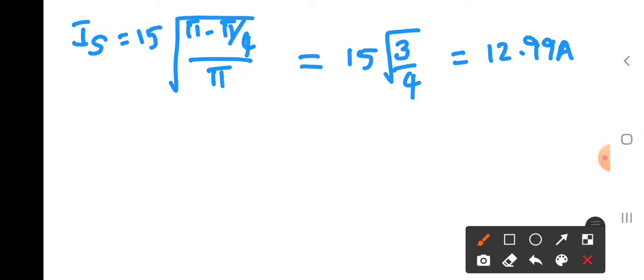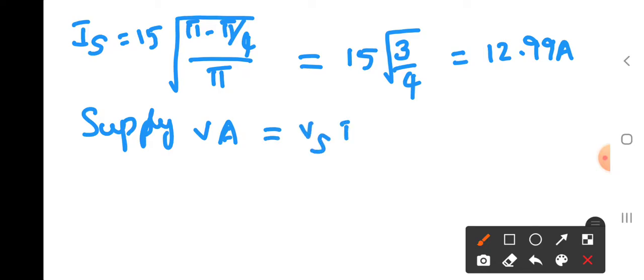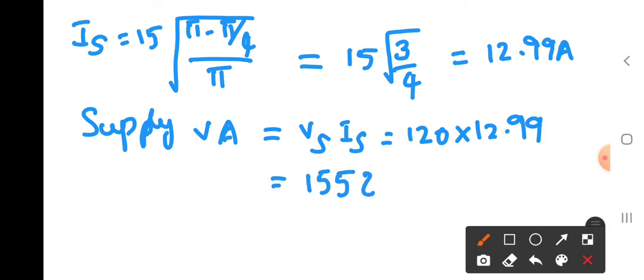Therefore, what is the supply volt amperes? Supply volt amps is equal to Vs into Is. This is 120 into 12.99, which will be 1558 volt amperes.